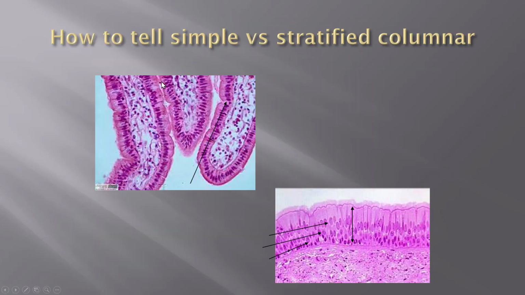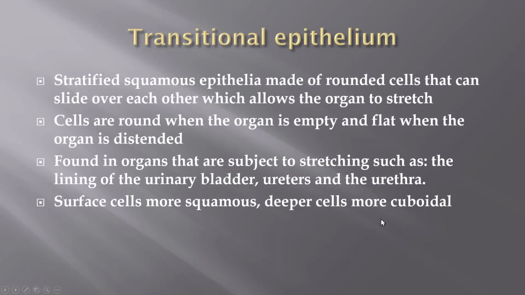All right, so how to tell simple versus stratified columnar? I've got that picture for you to make it easier. I've got the two together. So there's our simple columnar, all those lovely little nuclei in a row, versus the pseudostratified. There you go. Okay. It's not real stratified, it's pseudostratified, it's one layer. Okay, so don't get confused.